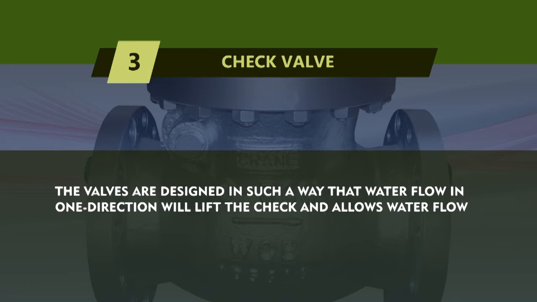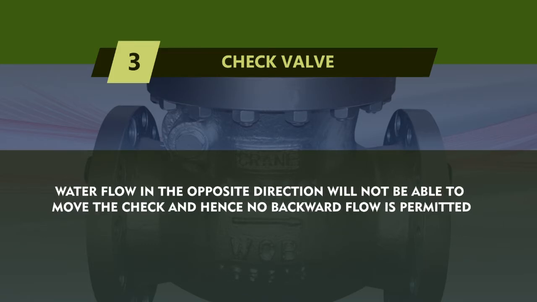When the flow is in that particular intended direction, the check will be lifted and the water will flow through the valve continually. When the water attempts to flow in the opposite direction, the check would be closed, it will not move, and hence no backward flow would be possible through such valves, and hence the name one-way valve.